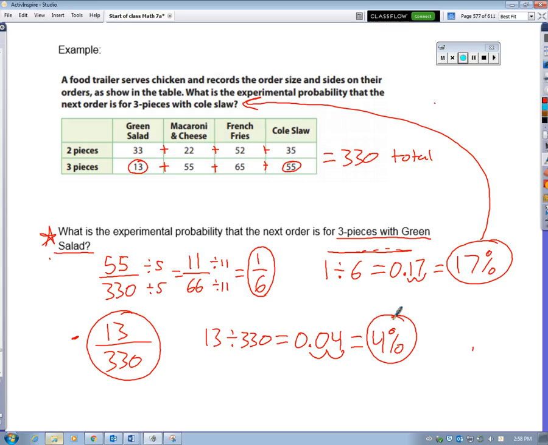Looking at this, we can tell there was a big difference between this amount of orders and this amount of orders, and the probability shows us the same thing. You could tell this food trailer owner that for your next order, you have a 17% chance of it being 3 pieces of chicken and coleslaw. You only have a 4% chance of it being 3 pieces and green salad, which kind of makes sense. I don't know a lot of people that would like salad with their chicken, but that's just me.